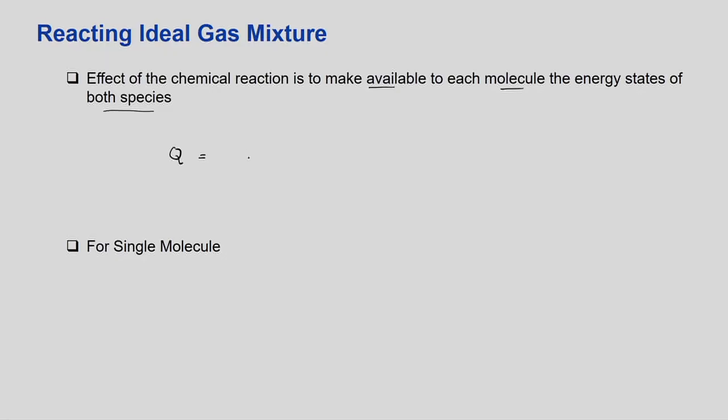The overall equation is Q equals the sum over all accessible energy states j of e to the power of minus Ej by kT, raised to the power of N, divided by N factorial, or this is nothing but q to the power N by N factorial. So N here is the sum of Na plus Nb. All the possible accessible energy states are in this epsilon j.